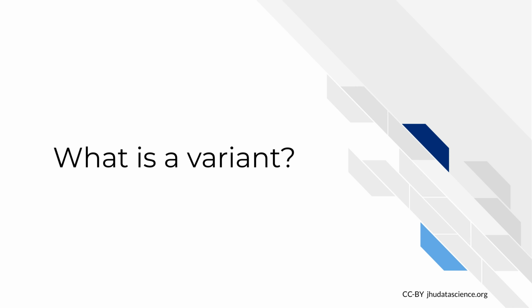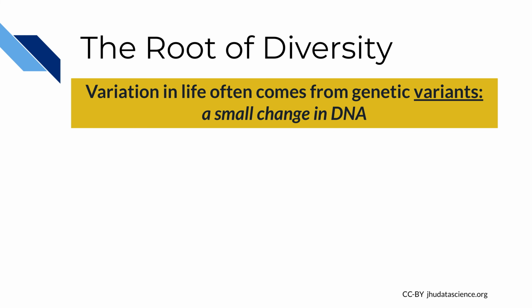Now that we feel more comfortable with the idea of genomics, what is a genetic variant? Genetic variants are small changes in the DNA somewhere inside the genome. These variants create a lot of the diversity we see in the natural world, such as different eye and skin colors or susceptibility to disease. Let's talk about some examples of variants.